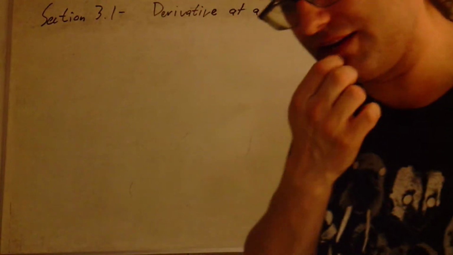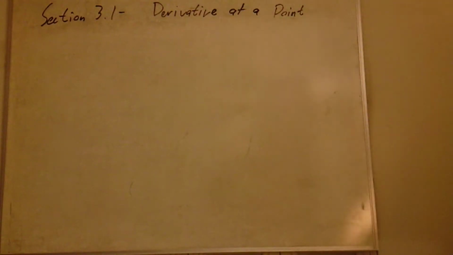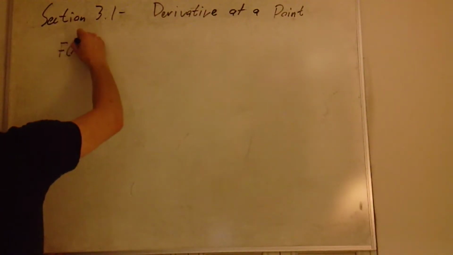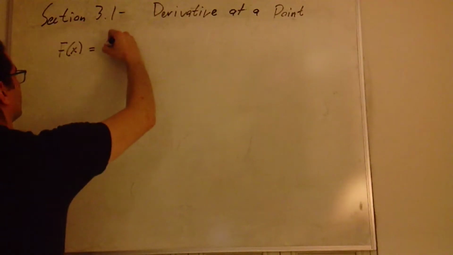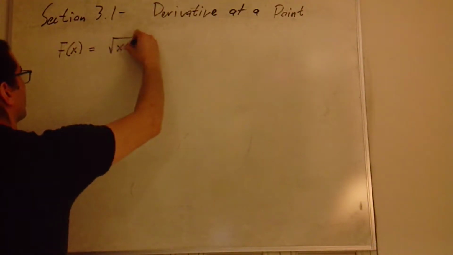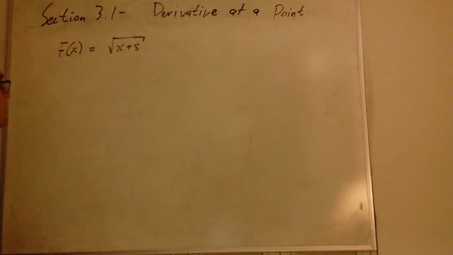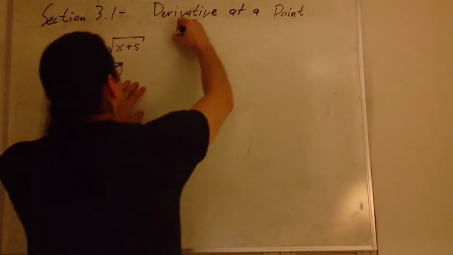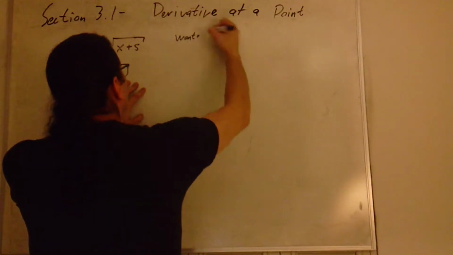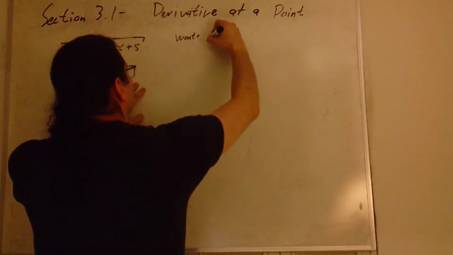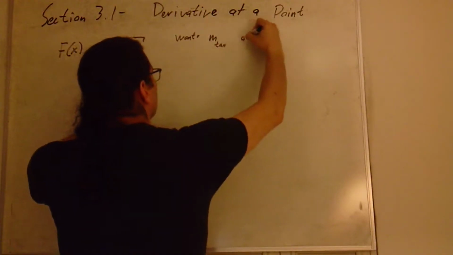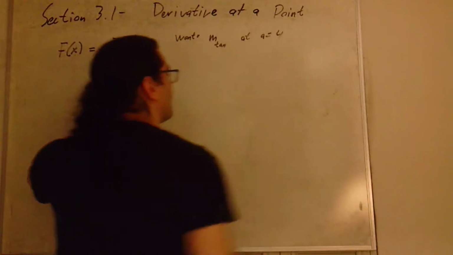There's one more kind of function I want to show you how to do the derivative for. It's an exciting one. I want to know what happens if we look at f of x equals the square root of x plus 5. I want the derivative, or the slope of the tangent line, when a is 4.